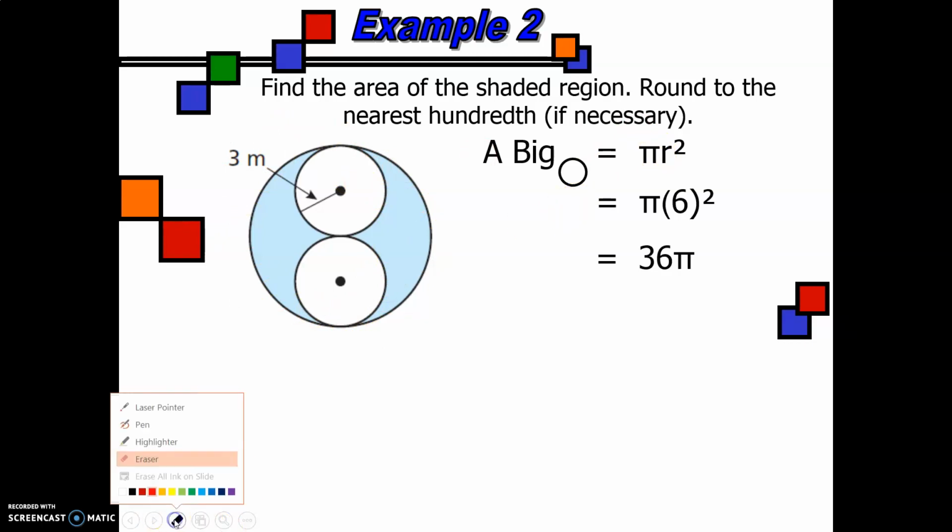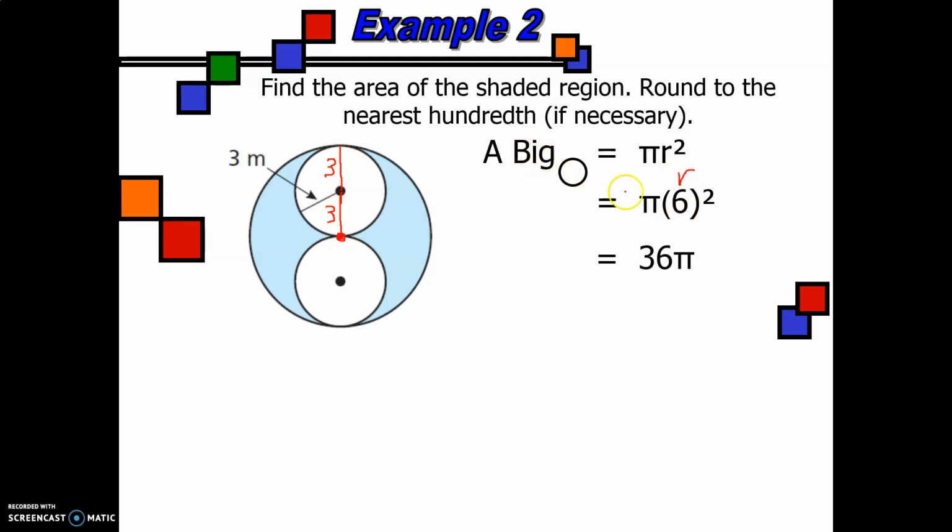Now notice I have 6, so let's take a look at why the radius is 6. If the radius of the small circle is 3, so if I draw that radius this way, and remember here is our center point, I know that's a distance of 3. Now if I travel one more radius this way, I'll have a distance of 3 here and a distance of 3 here, and together that makes a radius of 6. Now this is for the big circle, so I have pi times 6 squared.